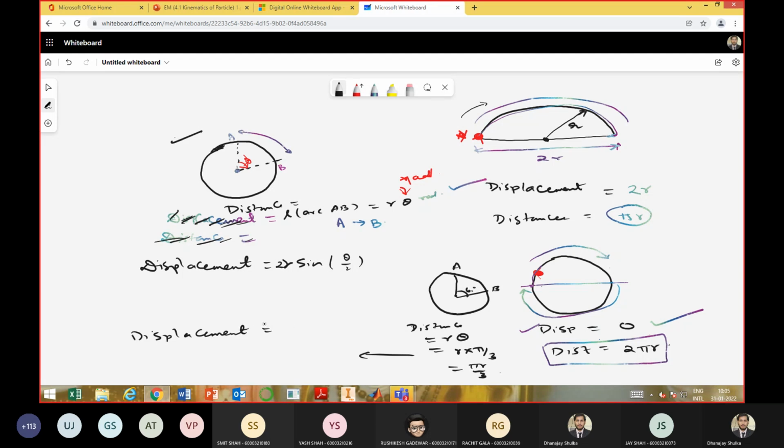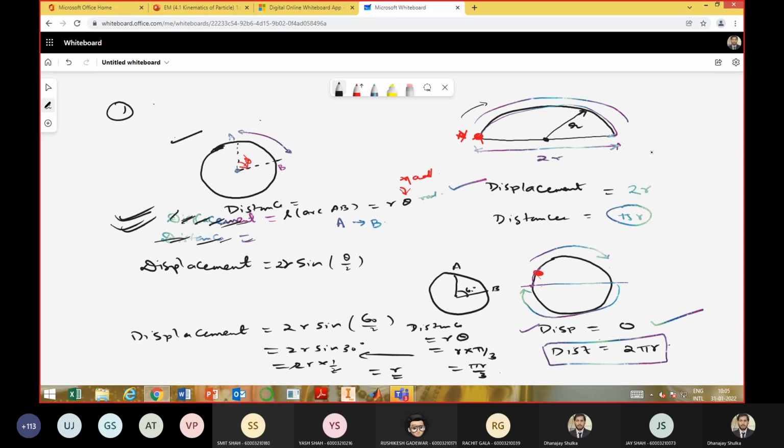Displacement will be 2r sin theta by 2, that is 2r sin 30 degrees, that is 2r into half, that is r. So this is your answer. So remember, whenever you are asked to find the displacement and distance for a circular path, you always have to use this logic. You can apply it here also.